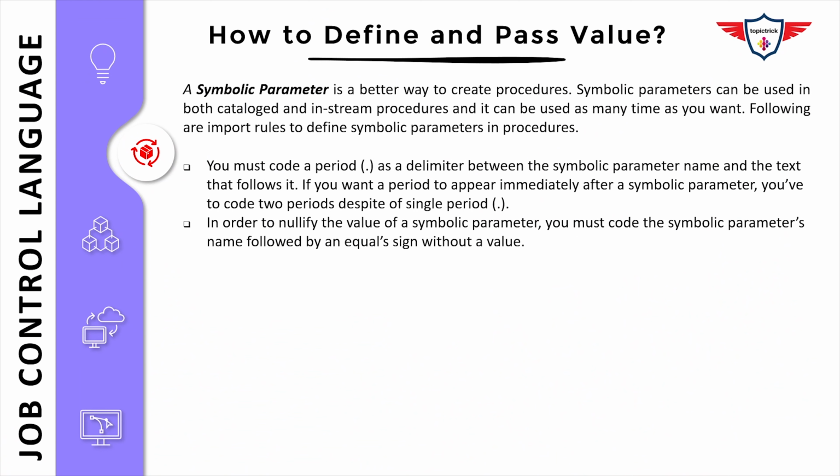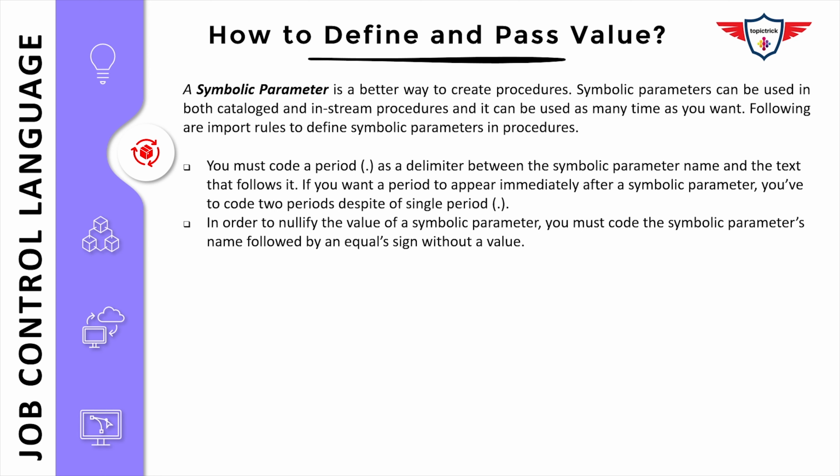A symbolic parameter is an elegant way to create a JCL procedure. In fact, it gives more flexibility to the programmer, and you can use symbolic parameter in both catalog and in-stream procedure. And it can be used as many number of times as you want in your procedures. And following are a couple of important rules that I want to highlight before we move to see how exactly we can define and pass values to these symbolic parameters.